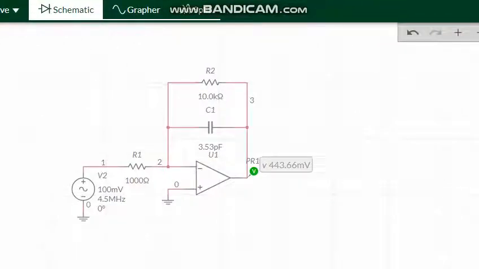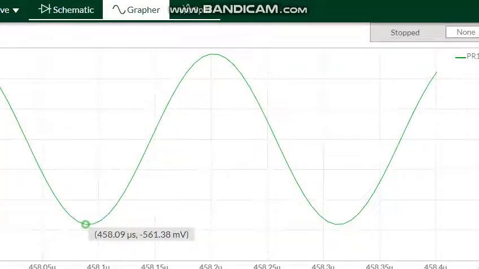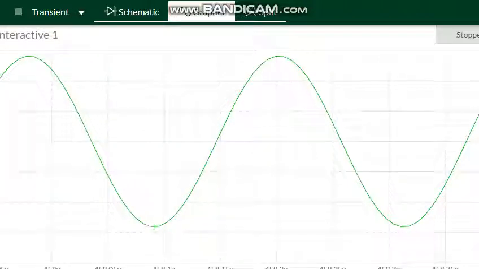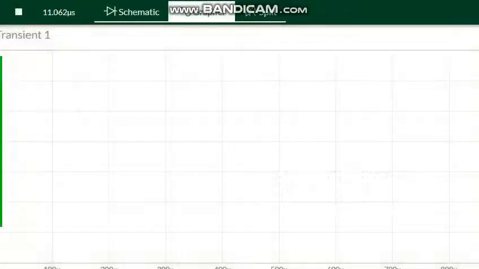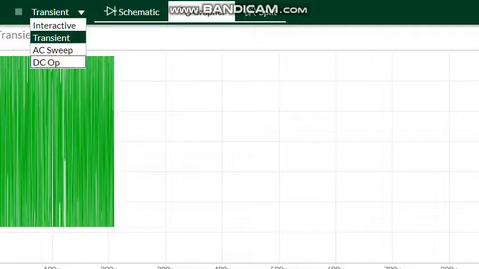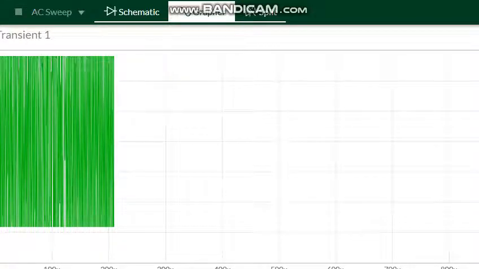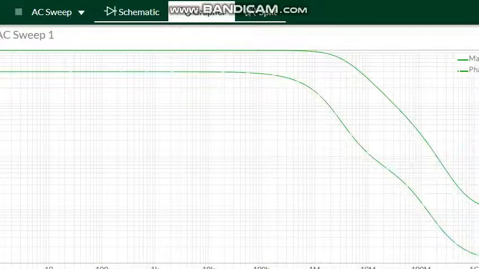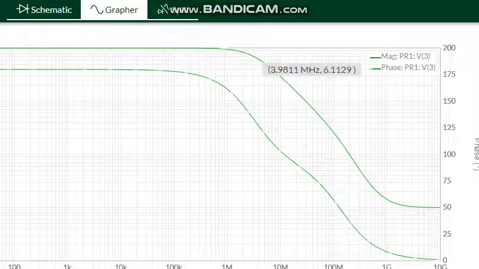How can we understand this? First of all, go to the grapher section, and there are some selective measures, that is interactive transient. What is the transient section? After simulating, the transient part is like that. Just stop this and go to the AC sweep. What does AC sweep do? Just simulate this and you will get the AC sweep. There you can understand the frequency range change and other things, and here you can find the cutoff frequency too. Here you can see there is a minus 3 dB logarithmic change.